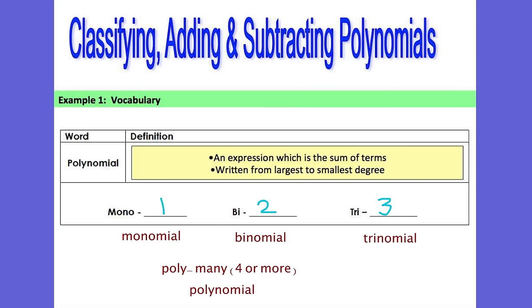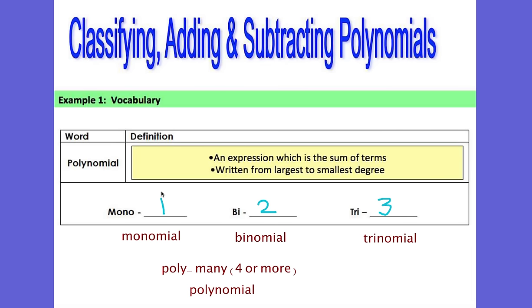So today's lesson is on classifying and then adding and subtracting polynomials. So some vocabulary. A polynomial is an expression which is the sum of terms, and it's written from largest to smallest degree. And poly means many, as you can see down here. So we classify all polynomials as any amount of terms that are being added together or subtracted from each other.